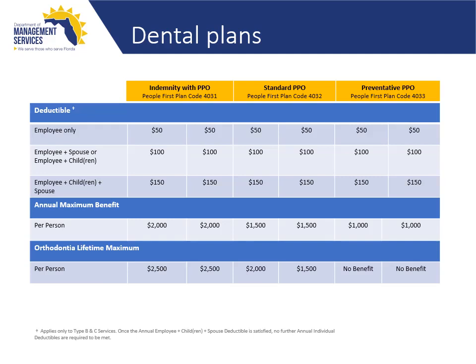Orthodontia lifetime maximum. The lifetime maximum for the indemnity plan in-network and out-of-network is $2,500 per person, and for the standard PPO plan, in-network is $2,000 per person, and for out-of-network is $1,500 per person. Under the standard PPO plan, there is a 12-month waiting period and no waiting period under the indemnity with PPO plan. There is no orthodontia benefit under the preventive PPO plan. Reminder, this is separate from the annual maximum for Type A, B, and C services.